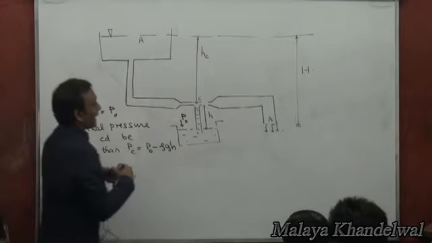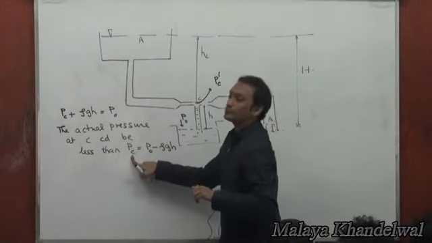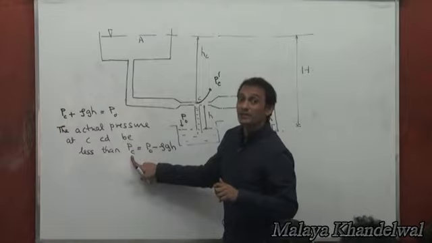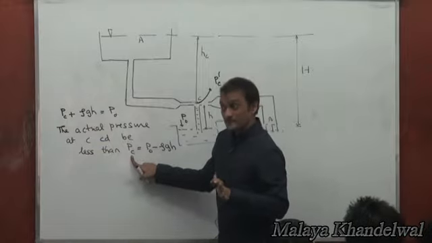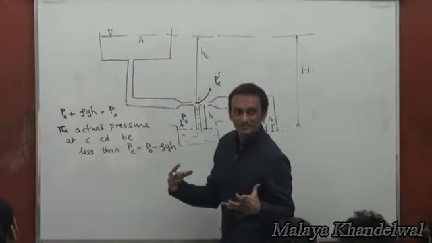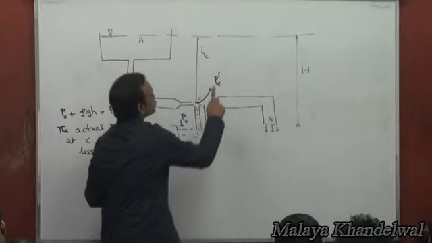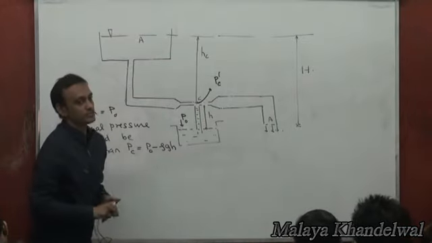So now let's say the actual pressure at C is P prime C. So P prime C has to be less than Pc. That's the idea. P prime C has to be less than Pc, isn't it? That's the suction pressure. The lower the better.